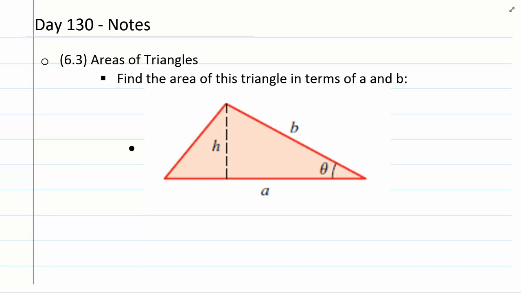Day 130 notes, pre-calculus. Today we're going to finish section 6.3 in our textbook, and this section shows an application of some of the trigonometry rules that we've been learning so far in the past 2 weeks. In each of the examples today, we're going to find the area of a triangle.